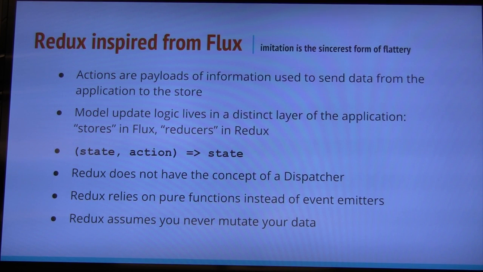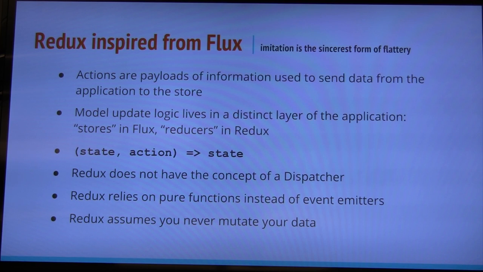Actions must have a type property. That's the only rule. This type property is usually defined as a string constant. The model update logic lives in one part of the application, a distinct layer. In Flux, those are stores, but in Redux, those are reducers. The only way to change state is to emit an action, an object describing what happened. This ensures that neither the views nor the network callbacks will ever write directly to the state. Instead, they express an intent.